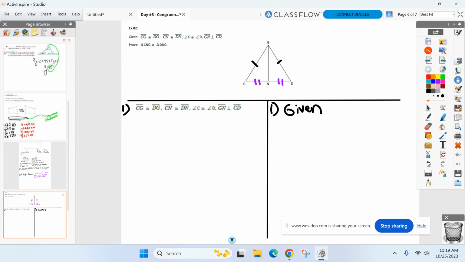Angle C congruent to angle D. I know you know at this point of the year, but I'm just asking, what's that symbol in between GN and CD? Perpendicular. So what are you putting on your diagram? Right angles.